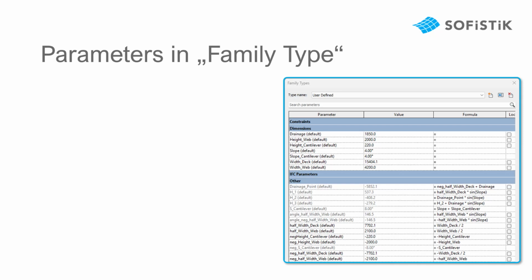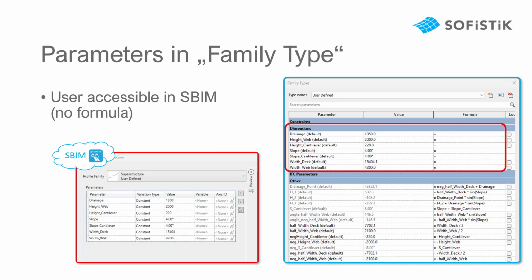The parameters we created in this family can be categorized into 2 categories. The first category is the one that is directly user accessible and can be accessed directly in the SOFiSTiK Bridge and Infrastructure Modeler in Revit. There you can either assign a fixed constant value to these parameters, or you could assign a station-based variation of these parameters along your axis beforehand as a variable, and assign them right here to these parameters to vary along the axis.